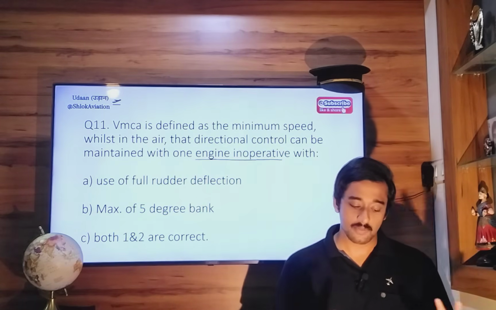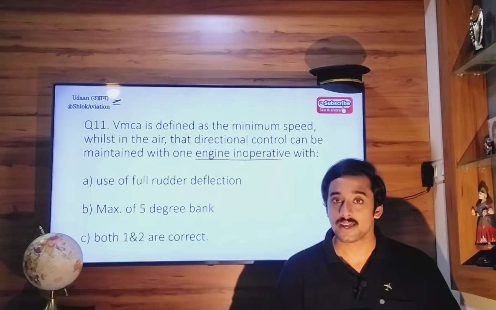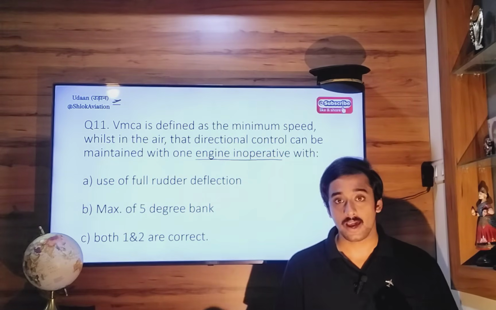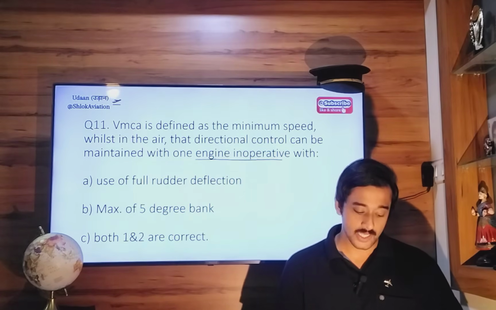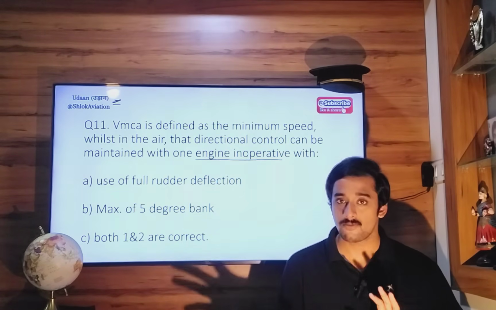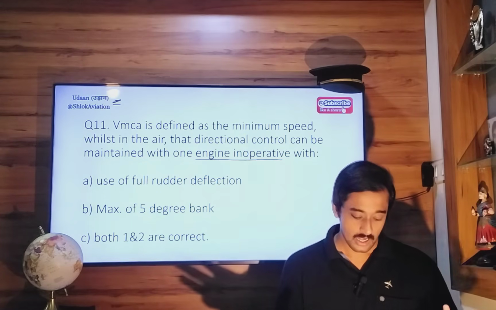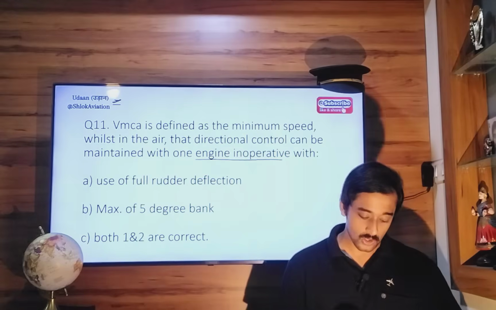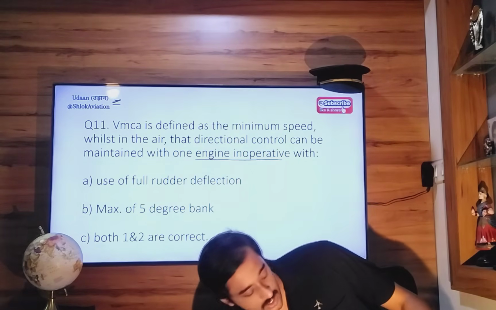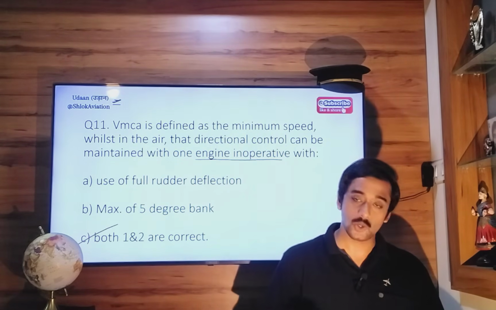So VMCA is a minimum controllable speed in the air. This is the minimum speed that you should fly at if one of the engines fail. And with this speed, you can use maximum rudder deflection, left rudder, right rudder, and you can do a maximum bank of 5 degrees. So both options are right. So the correct answer is Charlie. Both 1 and 2 are correct.